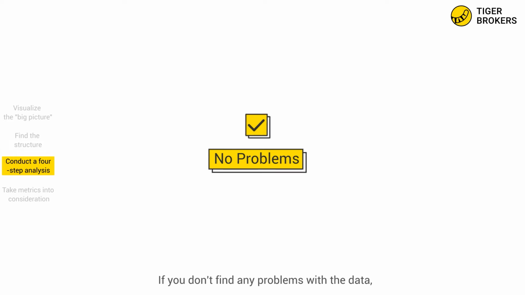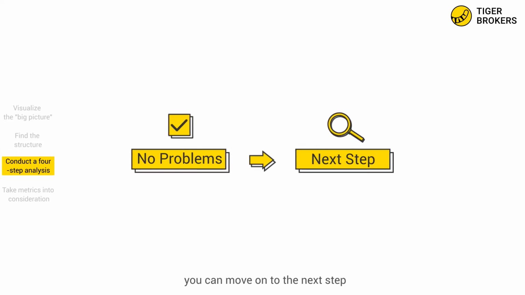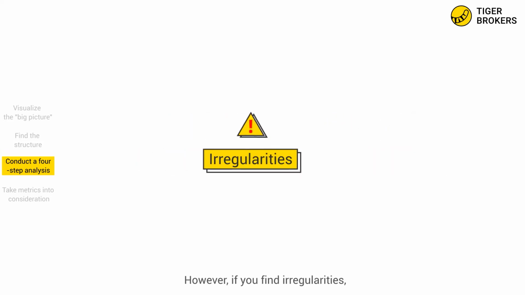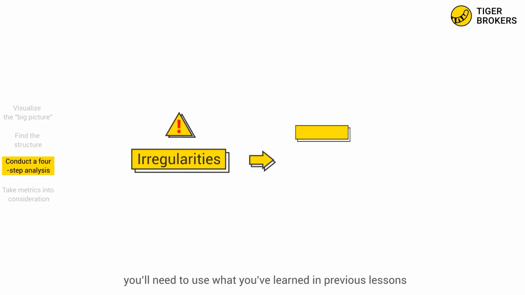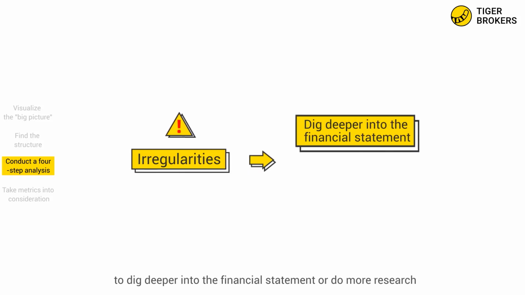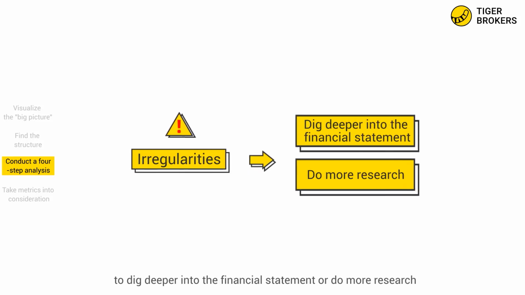If you don't find any problems with the data, you can move on to the next step. However, if you find irregularities, you'll need to use what you've learned in previous lessons to dig deeper into the financial statement, or do more research.